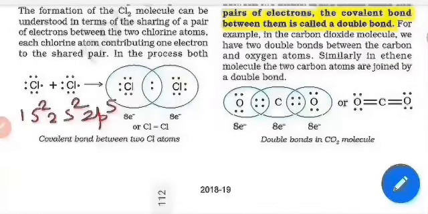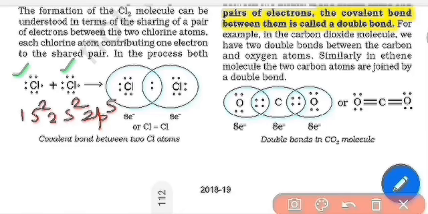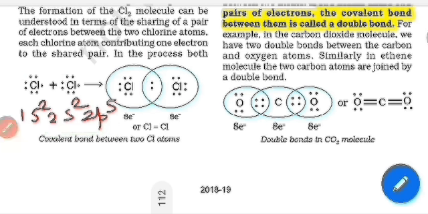Let us understand formation of covalent bond with the help of the example of chlorine molecule. Chlorine molecule contains 2 chlorine atoms. As we know, the electronic configuration of chlorine is 1s2, 2s2, 2p5, 3s2, 3p5. That means in its outermost shell 7 electrons are present. So chlorine needs 1 electron to complete its octet. So both chlorine atoms share 1 electron each, and in this way their octet is completed. So we can say that 2 chlorine atoms in the chlorine molecule are bonded via covalent bond.